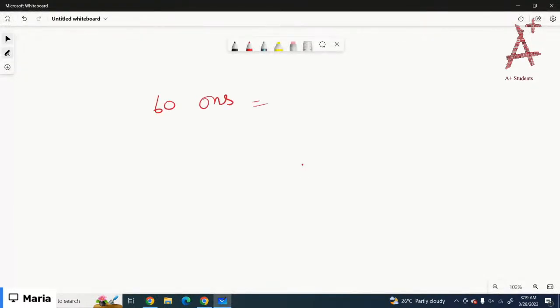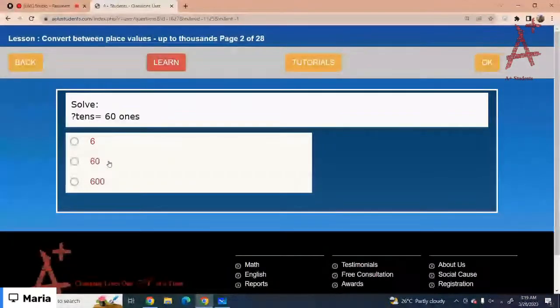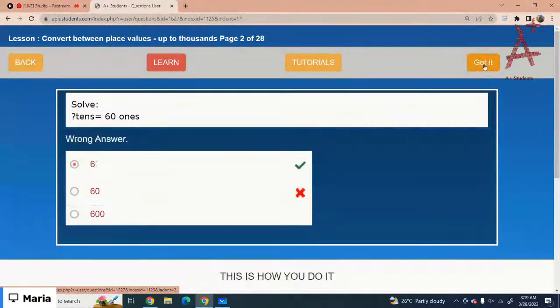60 ones equal how many tens? In 10 ones, you have 1 ten. Got it? That means 60 ones equal 6 tens. 6, just 6, just 6. It would be just 6 tens.